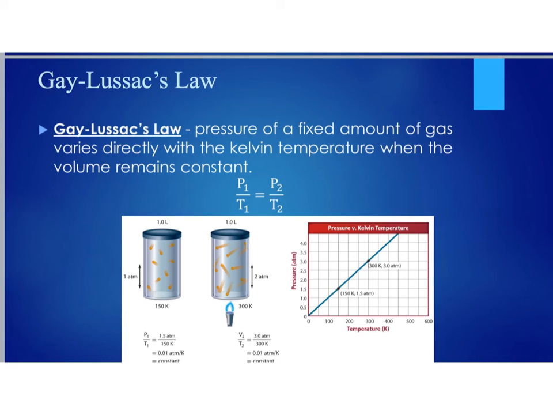So Gay-Lussac's law says that the pressure of a fixed amount of gas varies directly with the Kelvin temperature when the volume remains constant. So here we're holding our volume constant, and if you look at the graph here, as my temperature increases, so does my pressure. So there's a direct relationship. Likewise, if your temperature starts to decrease, your pressure is also going to decrease. So this gives us the equation P1 over T1 equals P2 over T2. And we'll see how this formula is applied in our final example of the Part 1 video.